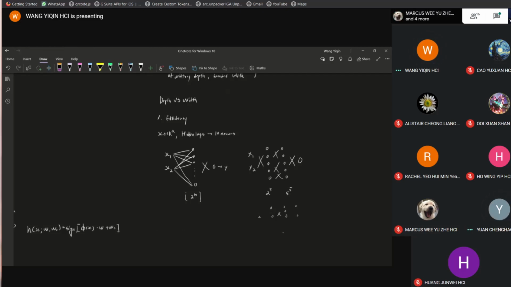Wait, together. Yichin, yeah, why is it 2 to the power of 10? Because you have 2 inputs, and each input is connected to every single one of your neurons. 10 square? Did I do my math wrong? Wait, isn't it just 2 times 10? You mean how many weights is it? Yeah, how many weights? Then it's 2 times 10, right? 1 is connected to 10, 2 is connected to 10, so 2 times 10. Oh, yeah, it's 2 times 10? Did I do my math wrong?